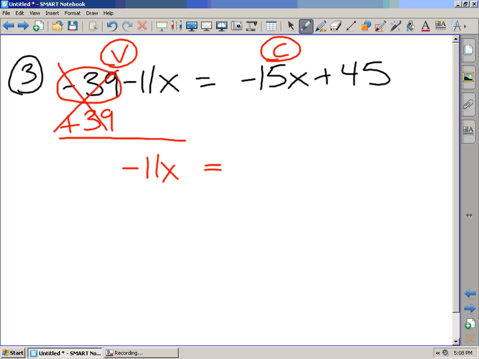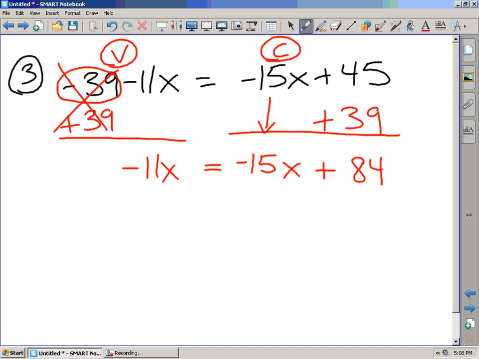On the right side, we need to do the same thing, add 39, to maintain equality. Whatever you do to one side, you have to do to the other. We're going to carry down this negative 15x, and then we're going to combine 45 and 39 to get a positive 84.